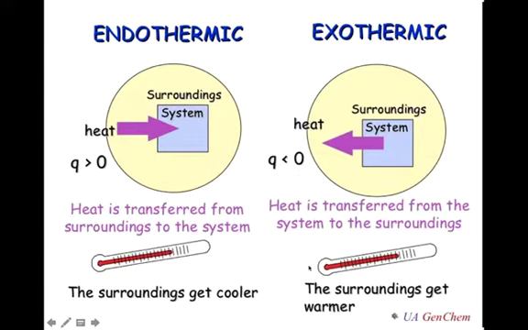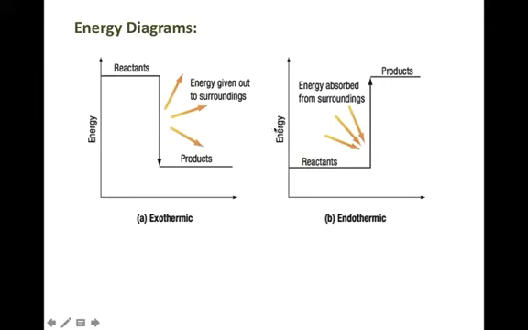So the temperature is going to get warmer, the surroundings will get warmer because energy is leaving. You have extra energy that's leaving from the chemical reaction. So this is another way of looking at it, and you do need to be able to draw these.